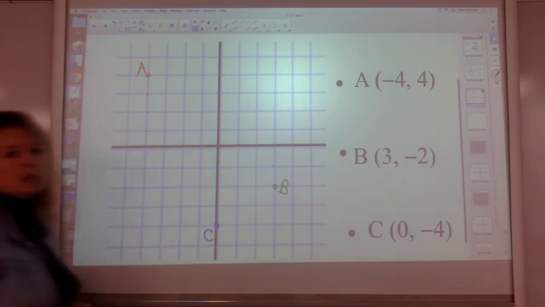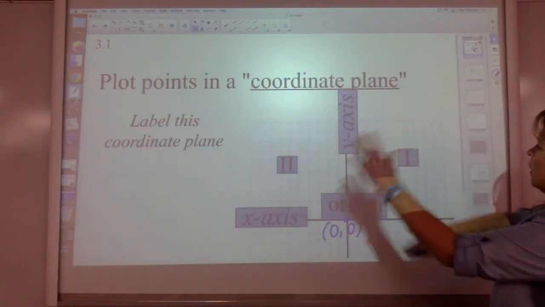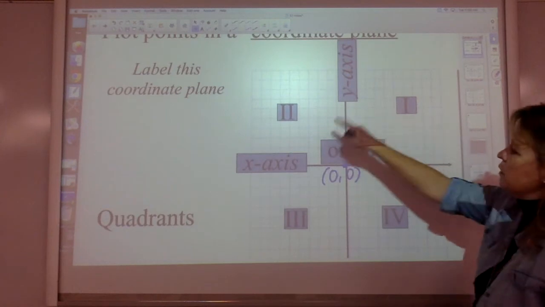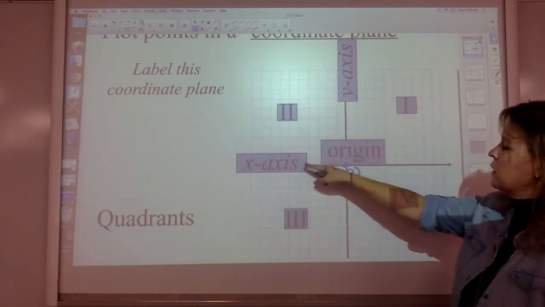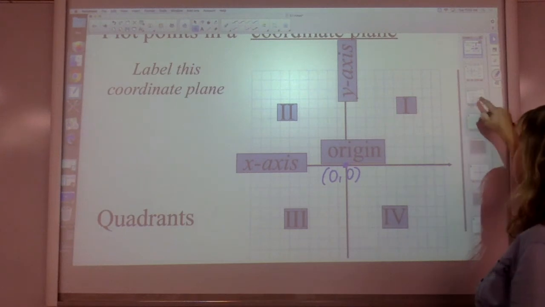Describe the location. That's where the vocabulary comes in up here, the first one. Where on the graph is it? Is it in quadrant 1, 2, 3, or 4? Is it at the origin? Is it on the x-axis, or is it on the y-axis? These are the locations of your graph.